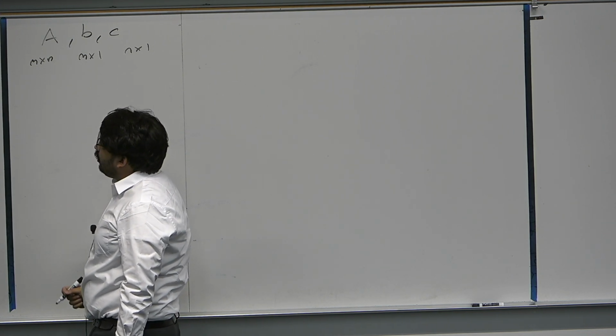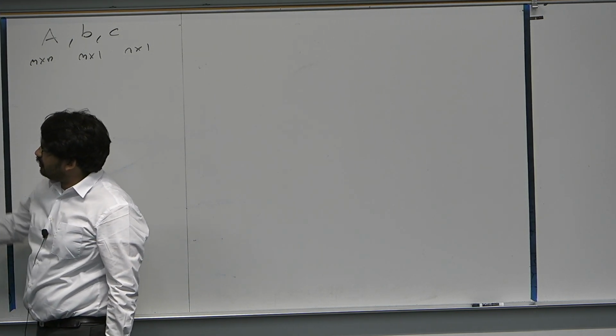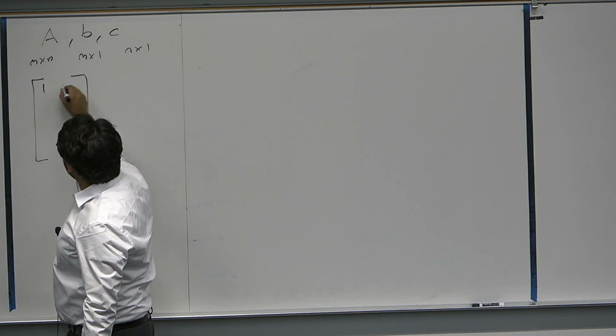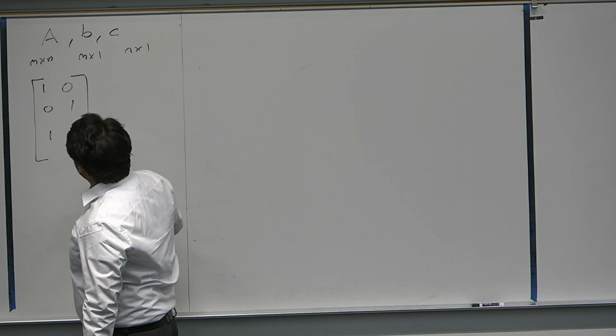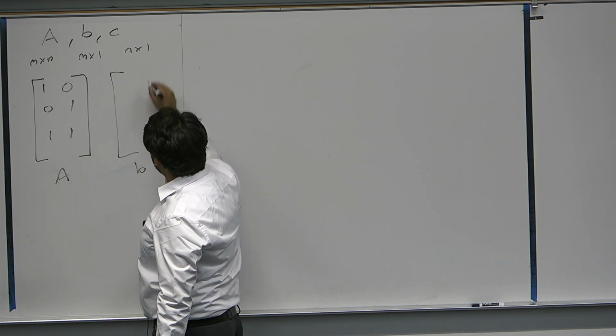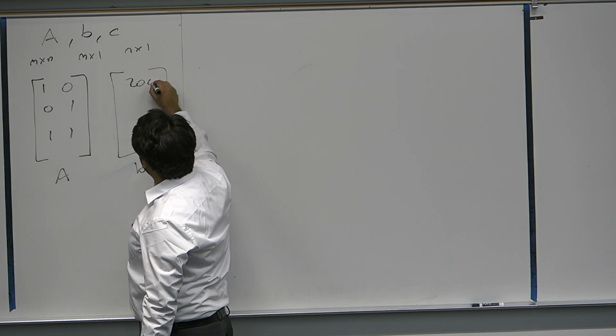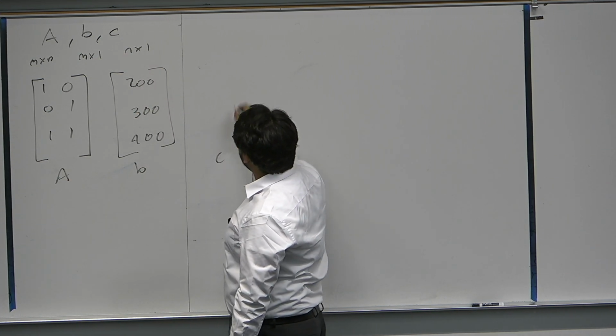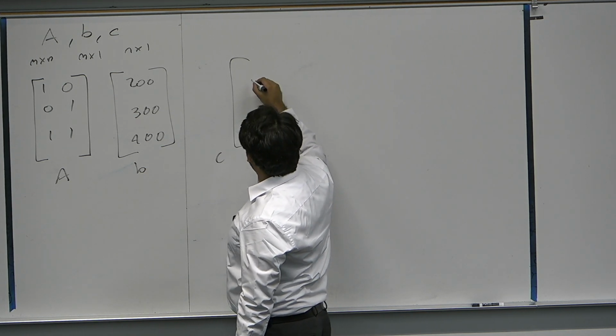where each of these encodes, for example, A encodes the coefficients on the left-hand side. So A, for example, would be 1, 0, 0, 1, 1, 1. And then B could be 200, 300, 400. And then C would be 2, 5.